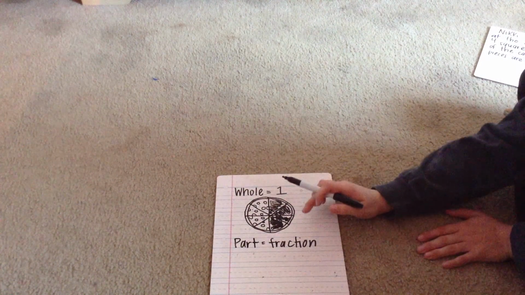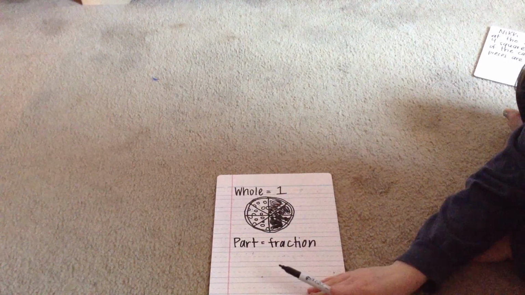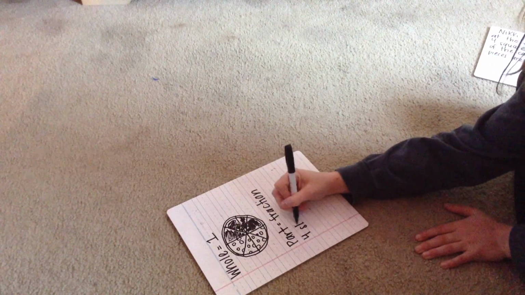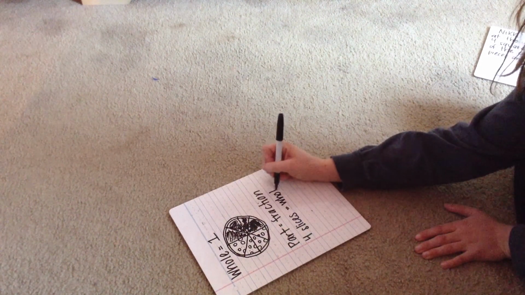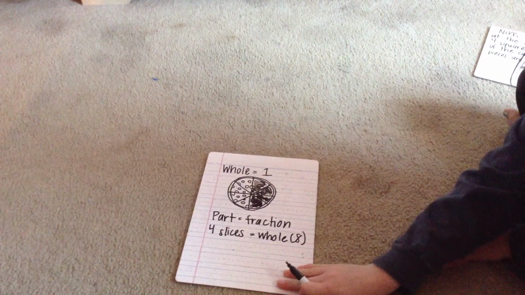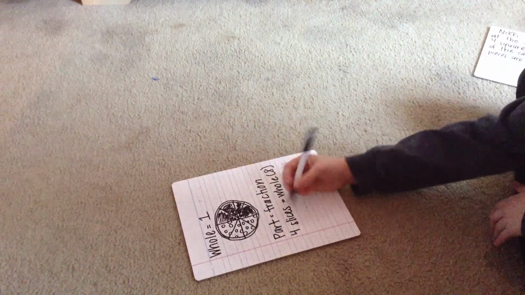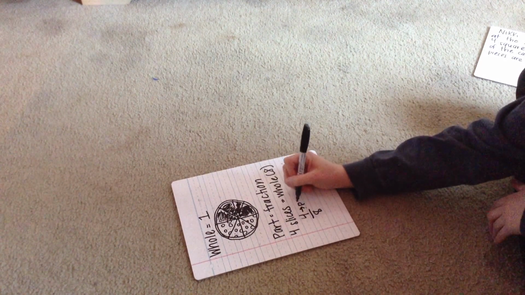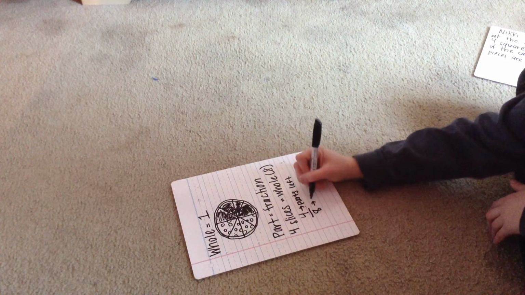So let's count how many we have left. 1, 2, 3, 4. We have 4 slices left out of our whole, which is 8 slices. So, if we're using fractions, we would write 4 over 8 because we have 4 parts left and we had 8 slices total.